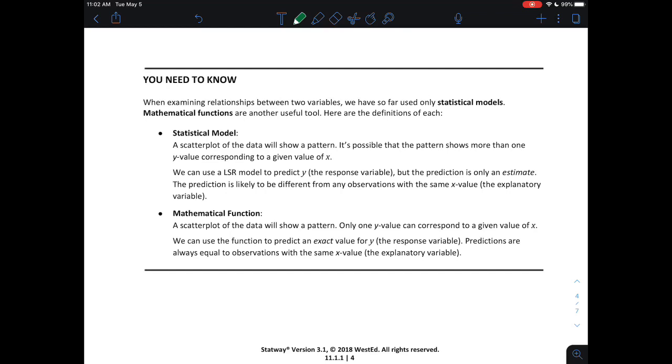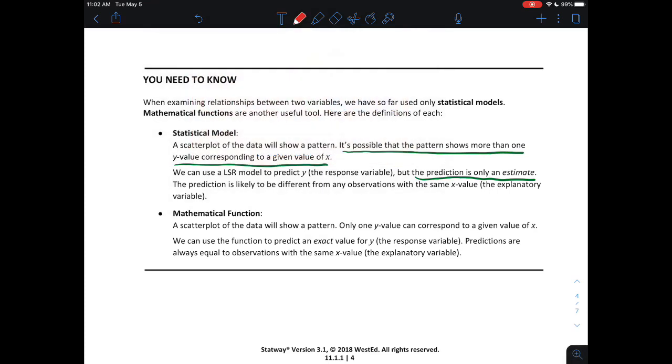Here are the differences, or the definitions, I should say, of each. First, statistical model, what we've seen so far. A scatter plot of the data will show a pattern. It's possible that the pattern shows more than one y value corresponding to a given value of x. So this is one thing that we want to focus on for statistical models. We could have more than one y value corresponding to a given value of x. We can use a LSR model to predict y, the response variable, but the prediction is only an estimate. The prediction is likely to be different from any observations with the same x value, which we also call the explanatory variable. So that's what we've been learning with statistical models.